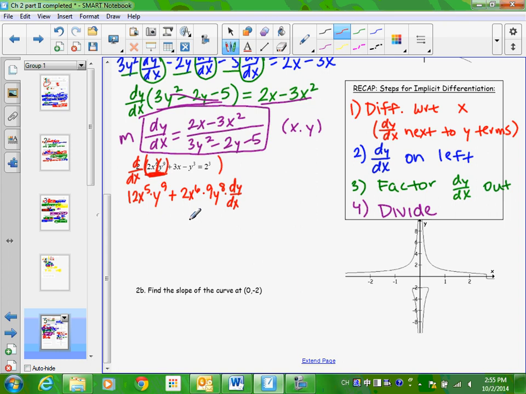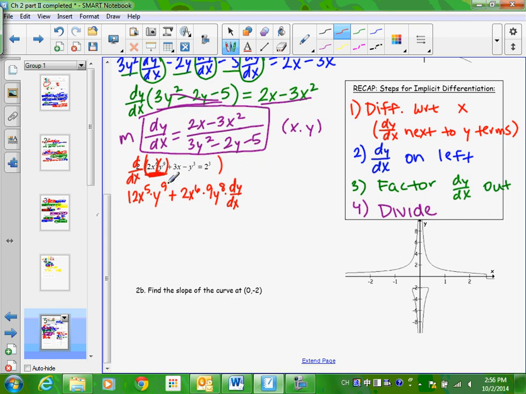Why wouldn't you write dy over dx after the first one? So, am I just writing y to the 9th, or am I differentiating it? I'm just writing it, right? So, when you take the derivative of y, then you've got to write the dy over dx. But if you're just writing it, just write it. It's a really good question. Okay, let's look at the next thing.